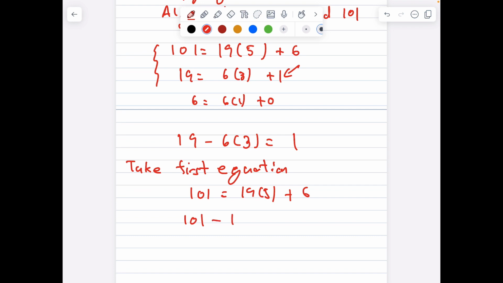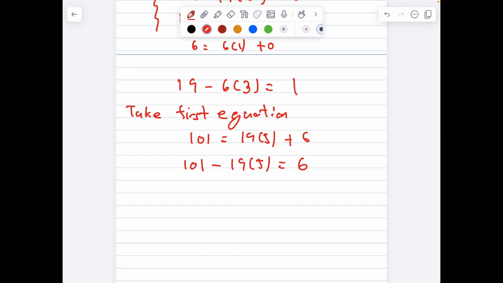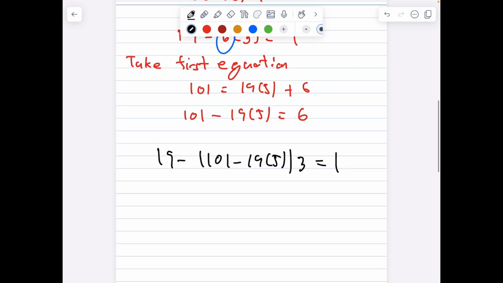And what I'm going to do with that is as follows. I'm going to take 101 and subtract 19 times 5, and that's equal to 6. And what I'm going to do is replace the 6 in the first equation with 101 minus 19 times 5. Let's go ahead and do that. So 19 minus (101 minus 19 times 5) times 3 equals 1. And I'm going to distribute the 3. And this is the result that you get.